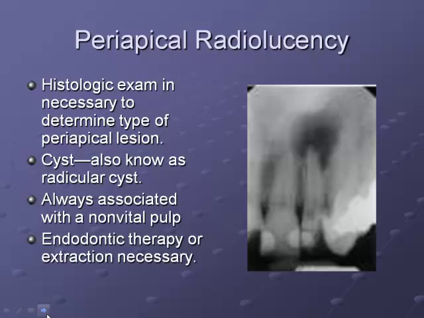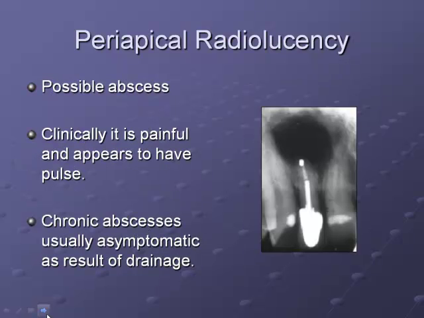A periapical cyst, also known as radicular cyst, is always associated with a non-vital pulp. An endodontic therapy or extraction is necessary. Another periapical radiolucency is a possible abscess. It is clinically painful and appears to have a pulse. Chronic abscesses are usually asymptomatic as a result of drainage of the infection, called a fistula.